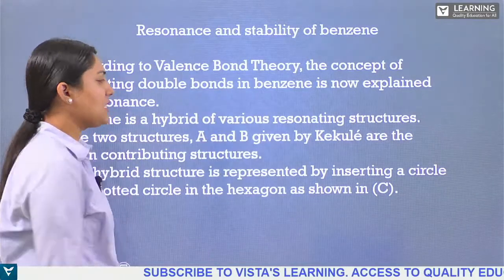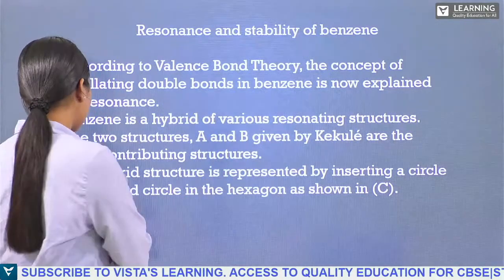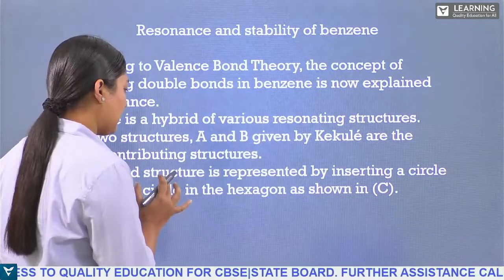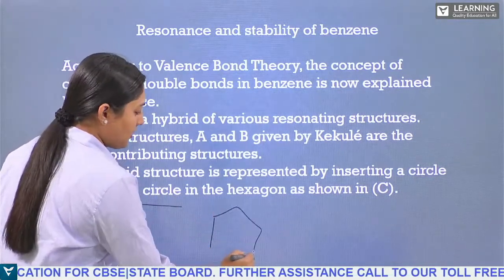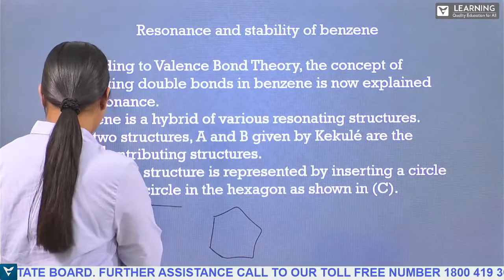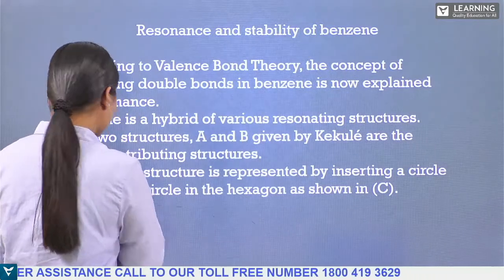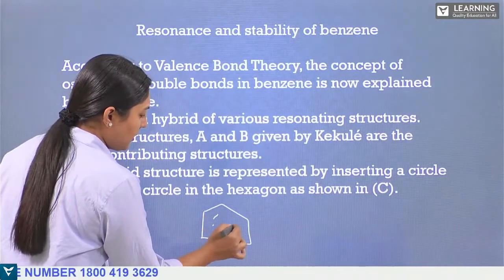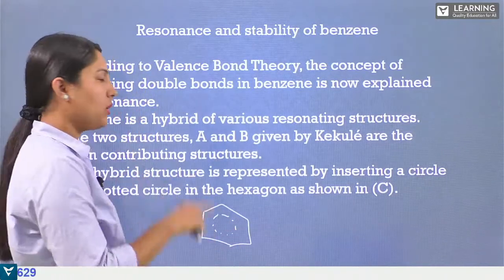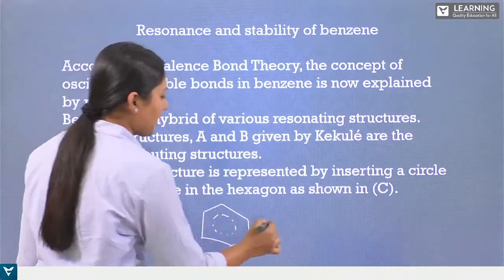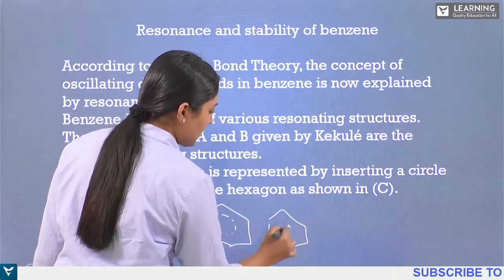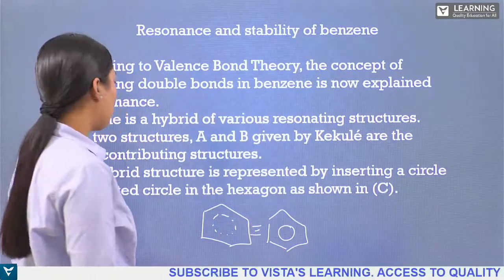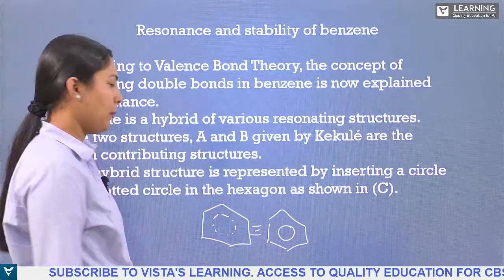The hybrid structure is represented by inserting a circle or a dotted circle in a hexagon, what we say is benzene. So if this is a hexagon, here we can put the dotted structure to show that the double bond is oscillating, or we can directly just put a single circle like this. That will give you the resonance structure or the hybrid structure of benzene.